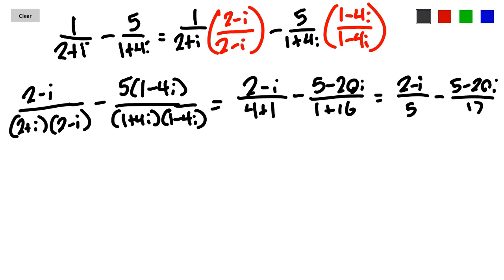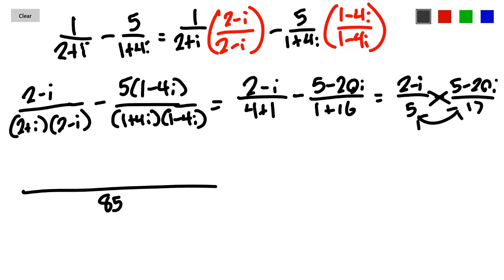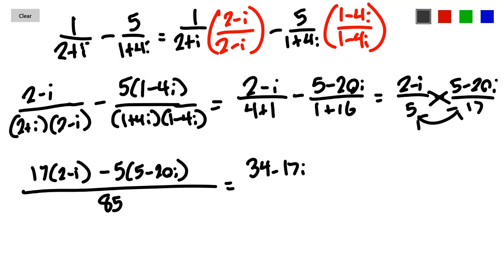And so what I need to do is find a common denominator so that I can combine these fractions together. I do that by multiplying the two denominators together, which is going to give me an 85 on the bottom, and then I cross multiply to find the top terms. So I have 17 times 2 minus i, and I'm subtracting that from 5 times 5 minus 20i. Then distributing what I have on the top, I have a 34 minus 17i minus 25 plus 100i, all over 85.